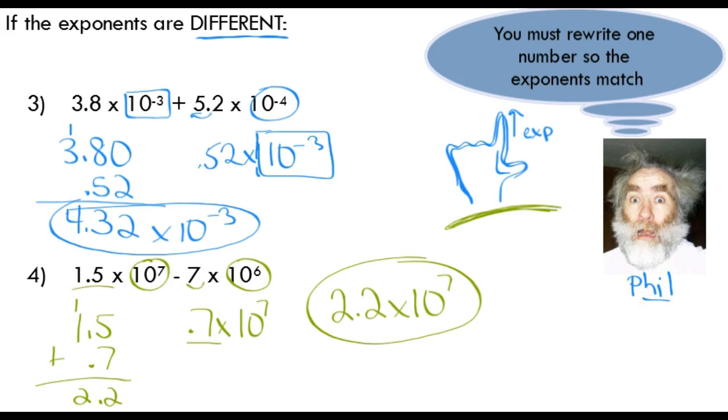There it is. Once in a while, you're going to have to fix your answer at the end. Maybe when you add or subtract, your coefficient's not between 1 and 10, so you'll have to fix it at the end sometimes. But for now, we're good. We haven't had that happen yet. All right, just a couple more examples, and this time they're word problems.